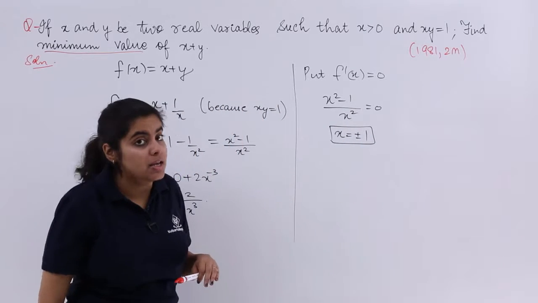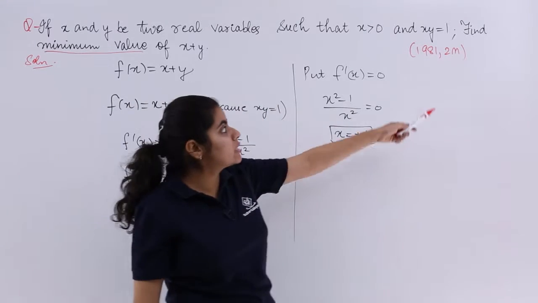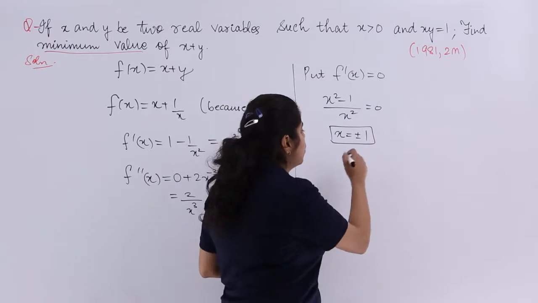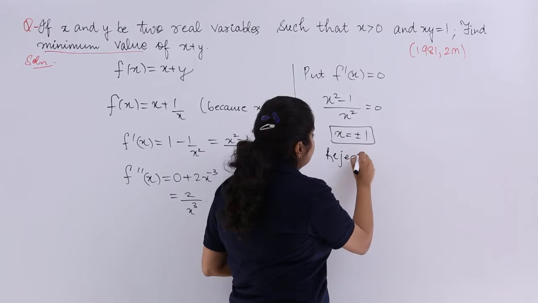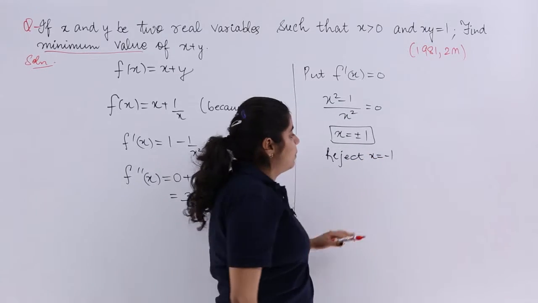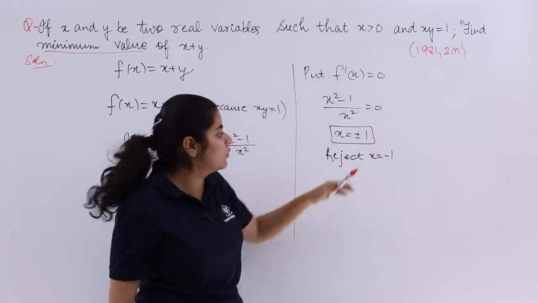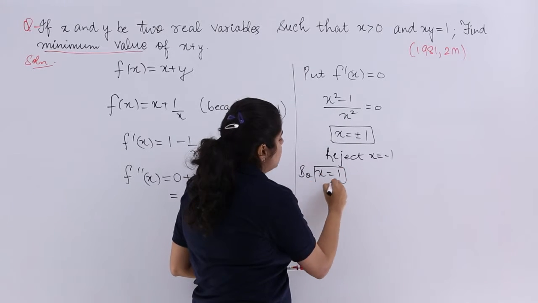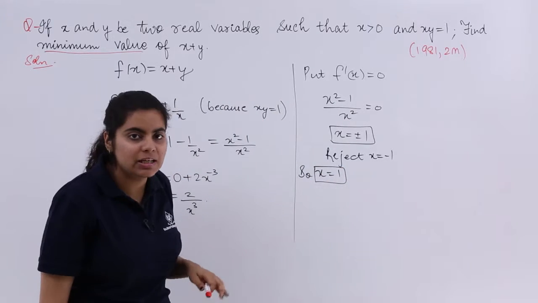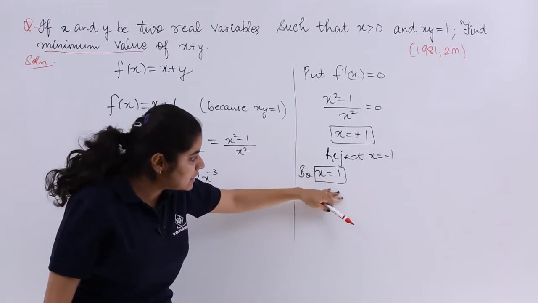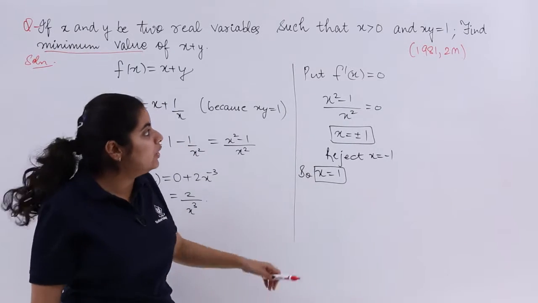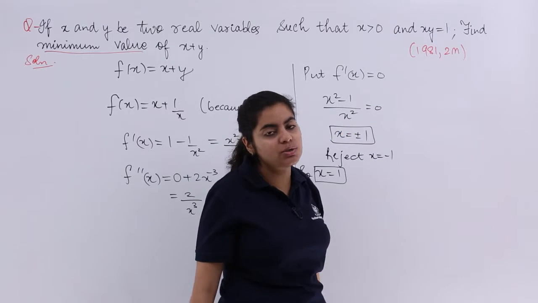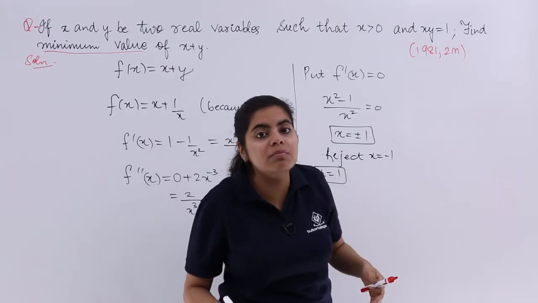Now, the second condition was xy is equal to 1, but what was the first one? It said x should be greater than 0. So, directly reject x is equal to minus 1 because x should be positive. So, what is my value of x? So, x is equal to 1 is the one value that we can obtain. X is equal to 1 and you know xy is equal to 1. So, putting x is equal to 1, y is also equal to 1.